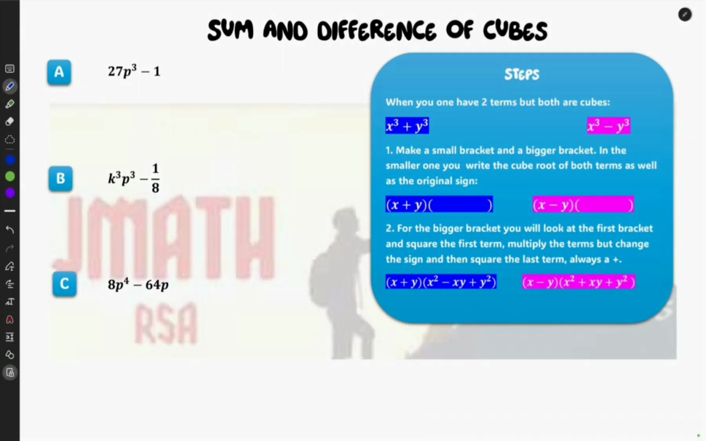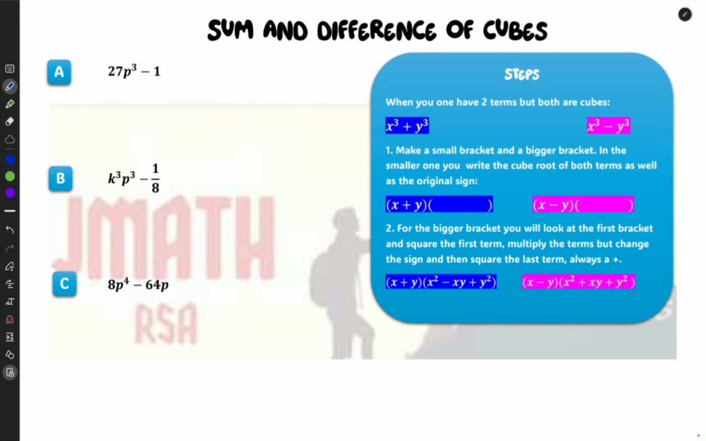Okay, so now we're at a part that you only learn in grade 10, the sum and difference of cubes. So very similar to difference of two squares, but in this case, everything is cubed, or the exponents are multiples of 3. So in the blue block, you can see all the steps. That's as easy as I'm going to get it, but let's apply it to sums so you can see how it works.